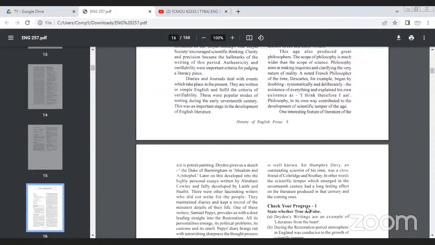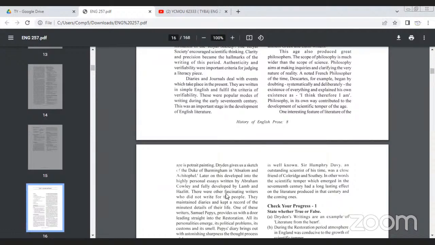One interesting feature of the literature of the age is portrait painting. Dryden gives us a sketch of the Duke of Buckingham in Absalom and Achitophel. Later it developed in the highly personal essay written by Abraham Cowley and was fully developed by Lamb and Hazlitt.